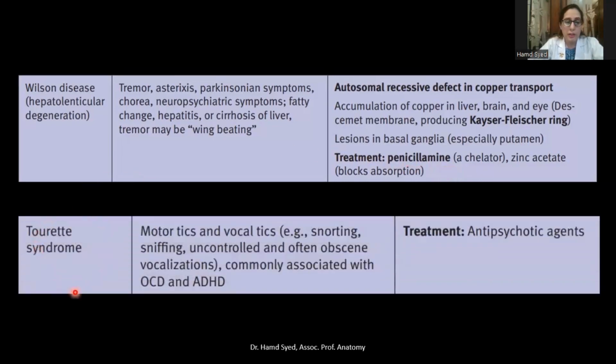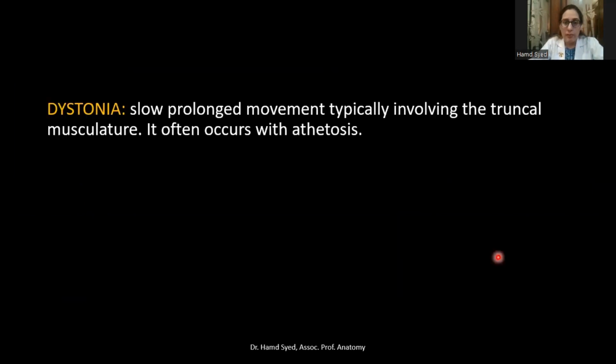Another clinical condition which is related to the abnormality in the basal nuclei is Tourette's syndrome. In a patient with Tourette's syndrome, there are motor tics and vocal tics. It means uncontrolled sudden involuntary movements, and this also includes often obscene or inappropriate vocalizations. And the treatment is with antipsychotic agents.